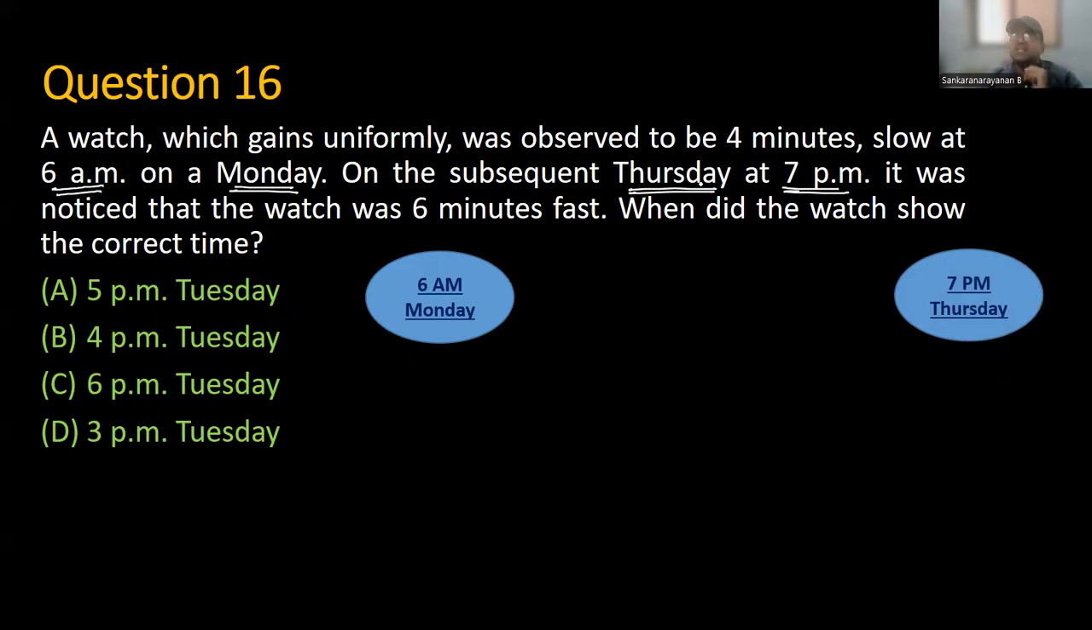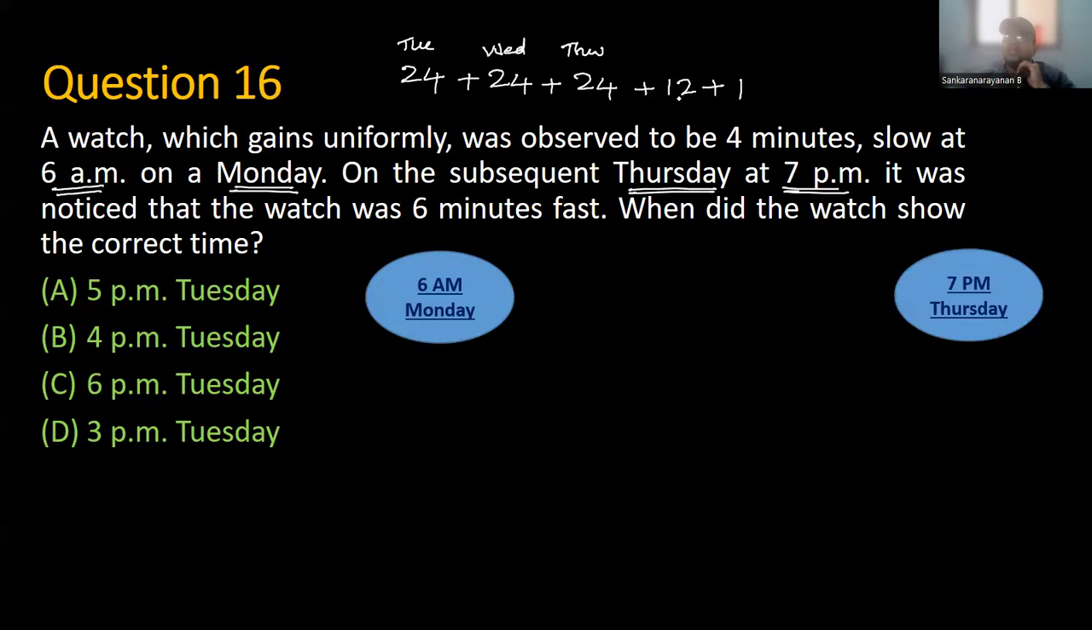We can see that from 6 a.m. Monday to 6 a.m. Tuesday, it is 24 hours. 6 a.m. Tuesday to 6 a.m. Wednesday, another 24 hours. 6 a.m. Wednesday to 6 a.m. Thursday, another 24 hours. This is Monday to Tuesday, Tuesday to Wednesday, and Wednesday to Thursday, 3 days we are considering. Now you have reached 6 a.m. Thursday. From 6 a.m. Thursday to 6 p.m. Thursday, it is another 12 hours. Now to 7 p.m. Thursday, one more hour to go.